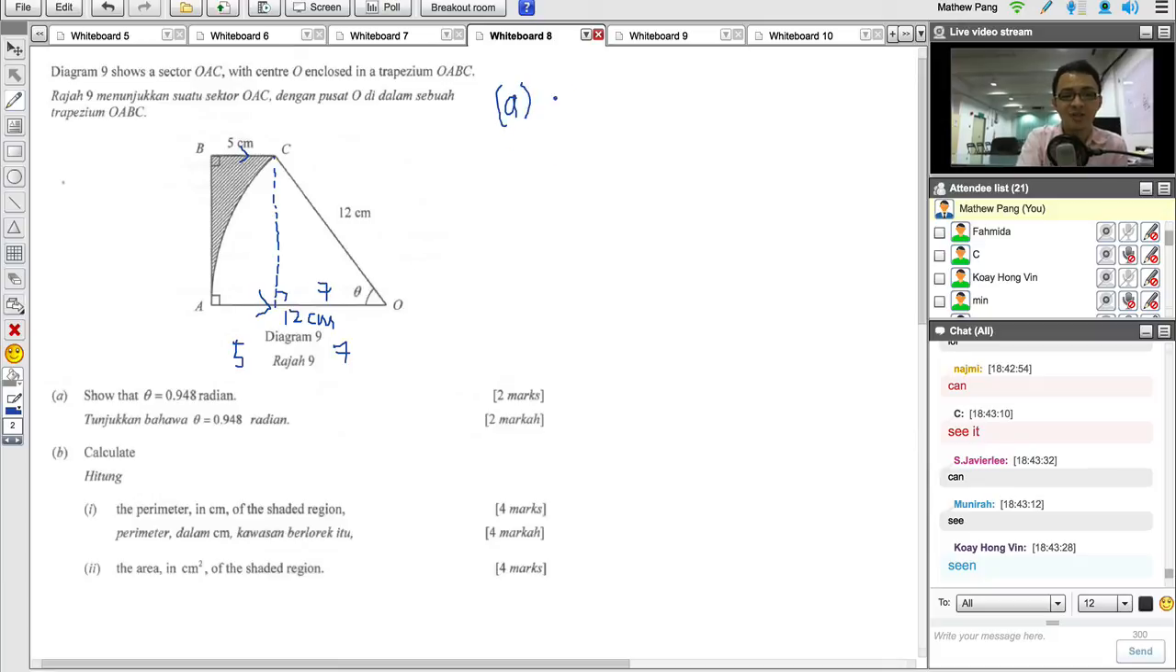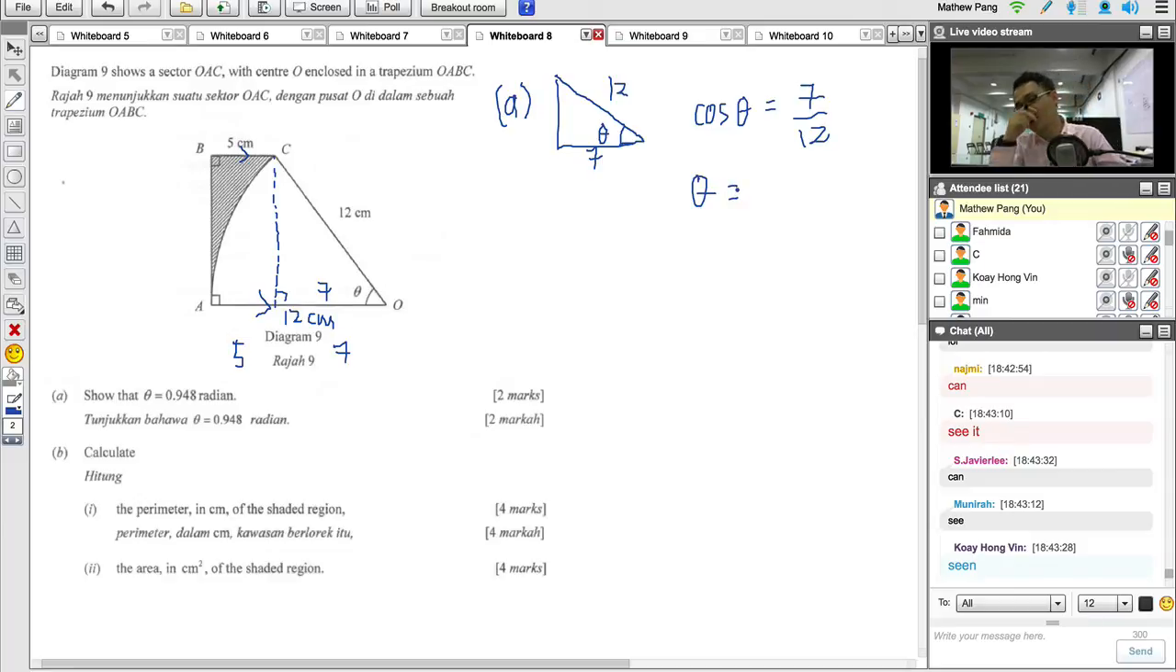So in part A, I just draw out the right triangle if you cannot see. So I need to find this angle. I know this is 12, this is 7. So obviously I can use cos. So cos angle just equals to 7 over 12. I can get the angle easily. Make sure you change your calculator to radian. Yeah, then you can get the answer easily. Shift mode. Okay, so you just change it to the radian.